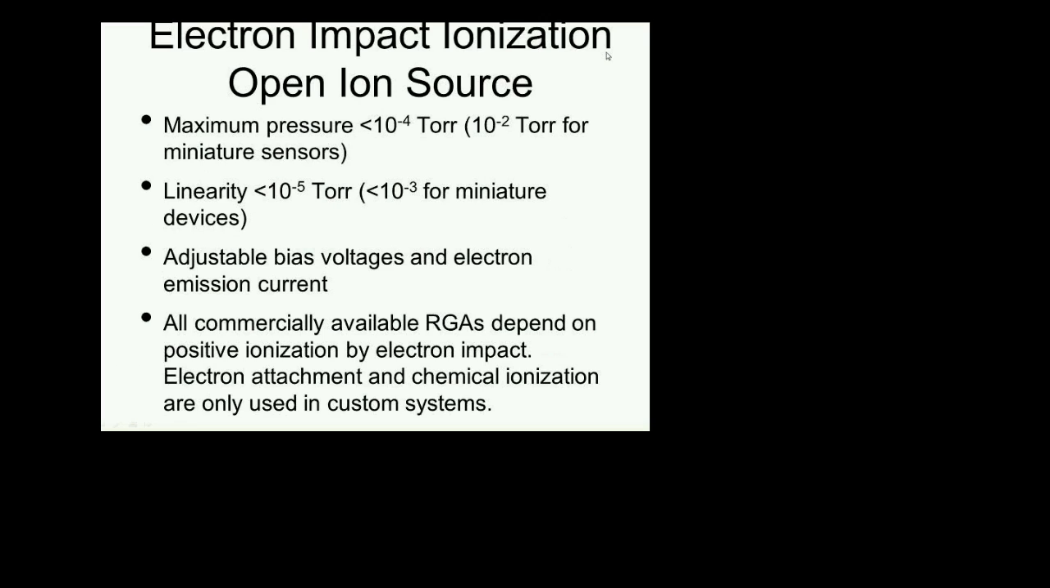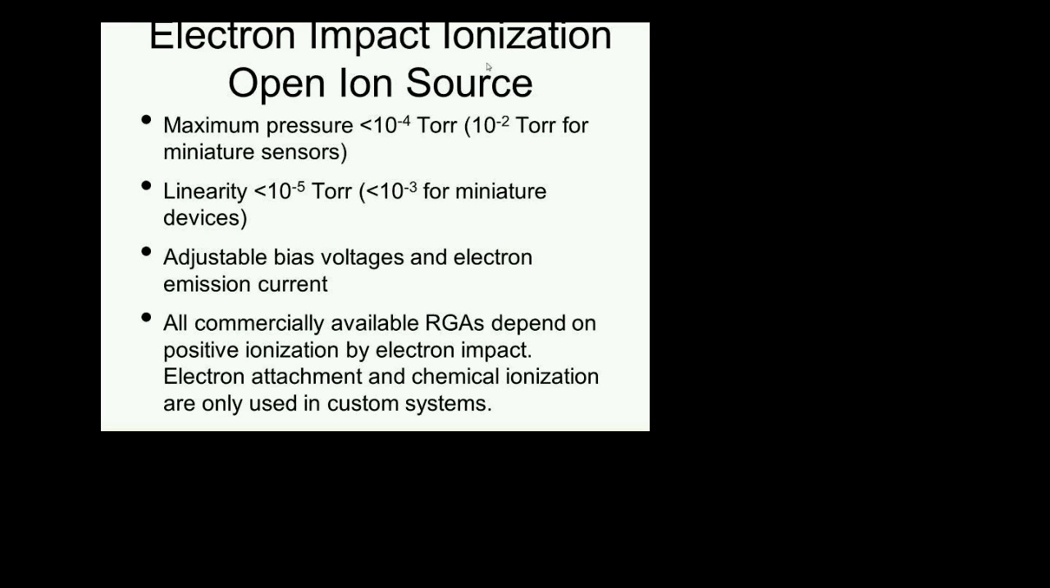So this type of source that we've been talking about, which is based on electron impact ionization, and in which the gas is free to move through the ionization region, is what's called an open ion source. So when do you use an open ion source? There are other kinds of sources. This is the open variety. You will use these open ion sources to a maximum pressure of 10 to the minus 4 torr.